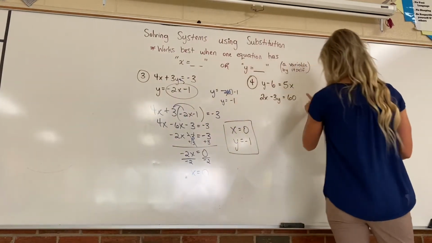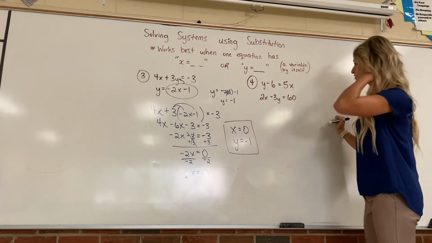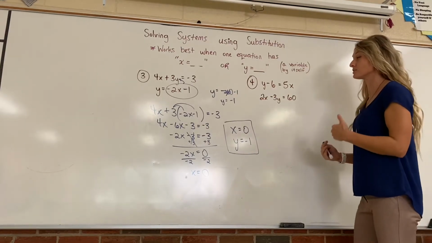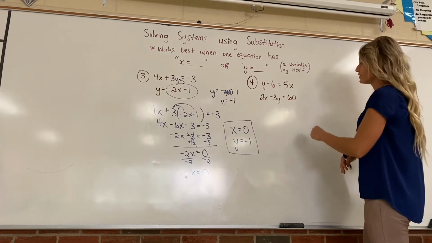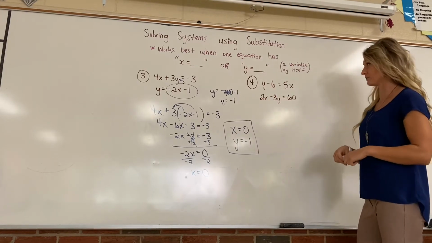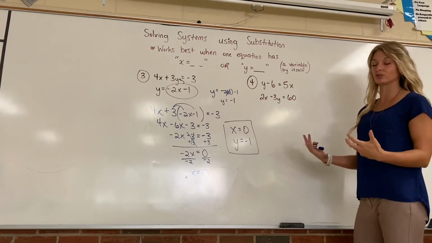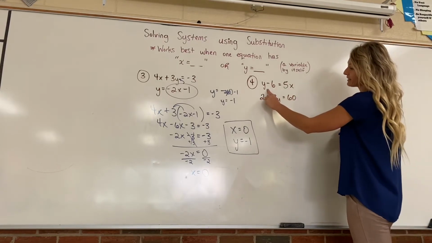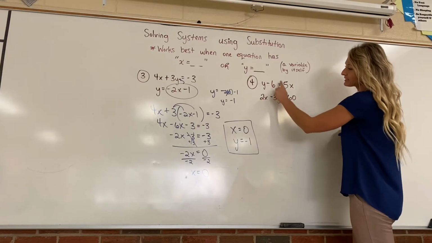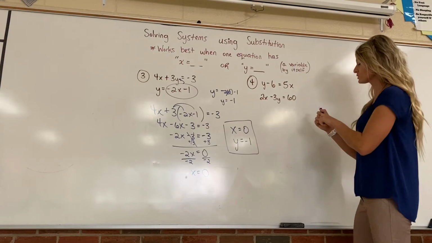This one, when I'm looking at it, we do not have this going on, okay? So if one of the variables is not by itself, what you're gonna have to do is get one of them where the variable is by itself, okay? So I'm gonna find whichever one would be easiest to do that with. So when I'm looking at this, I could actually pretty easily get this y by itself if I just move the 6 to the other side. So that's what I'm gonna do.